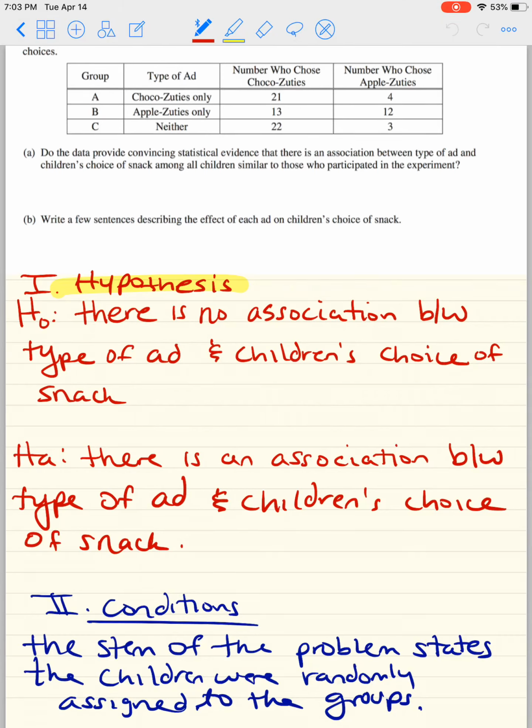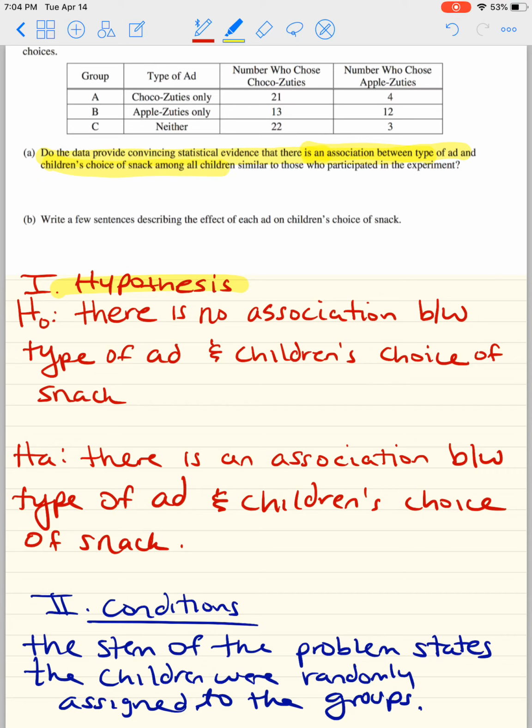It's a chi-squared problem. You guys read the problem. They randomly put these children into groups and they have this table here. The question says, do the data provide convincing statistical evidence? So that's a type of test. There's an association. Remember, z-tests are for averages or proportions. T-tests are for averages only. Chi-squared tests association. So is there an association between the type of ad and the children's choice of snack?